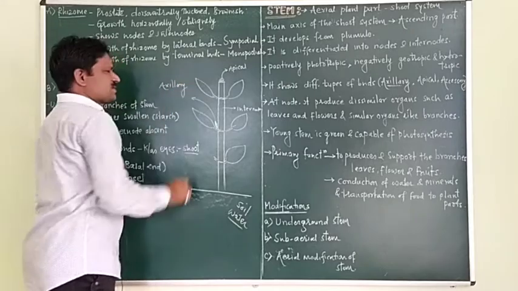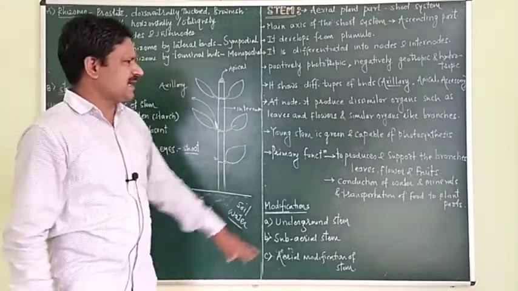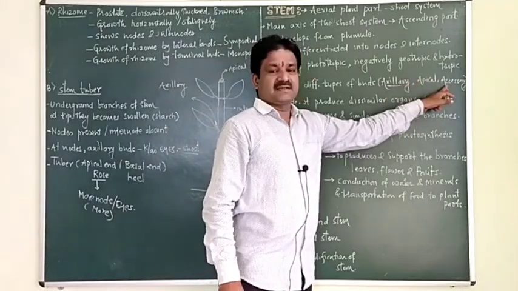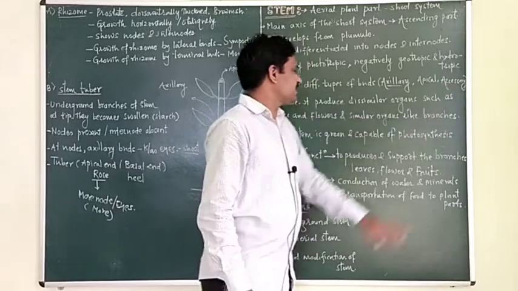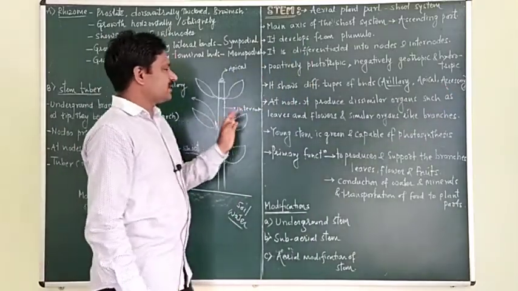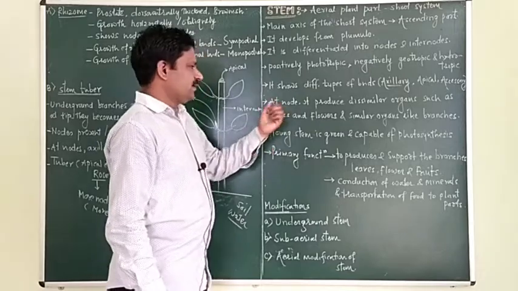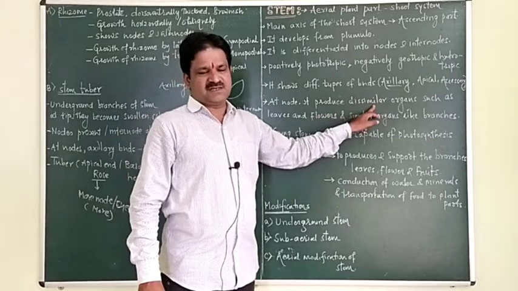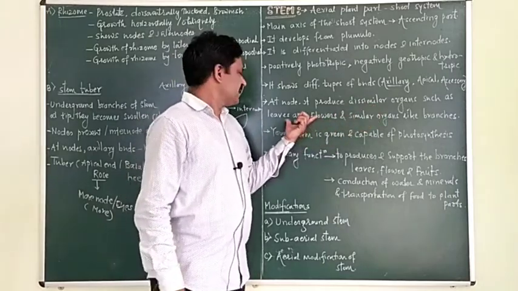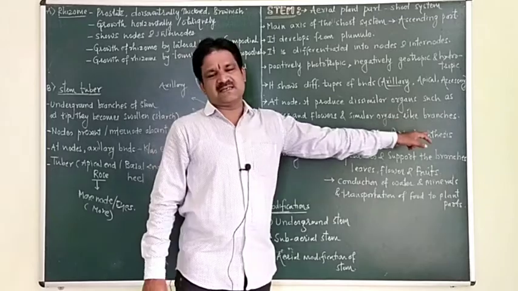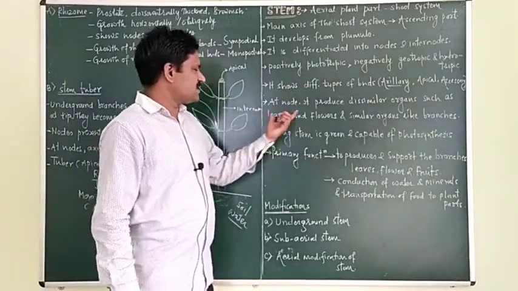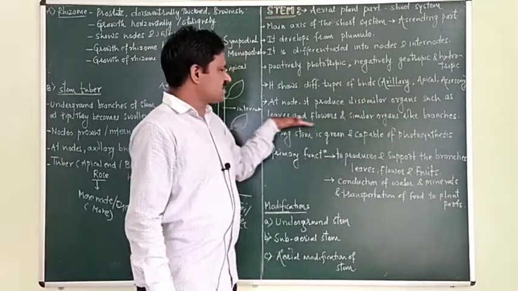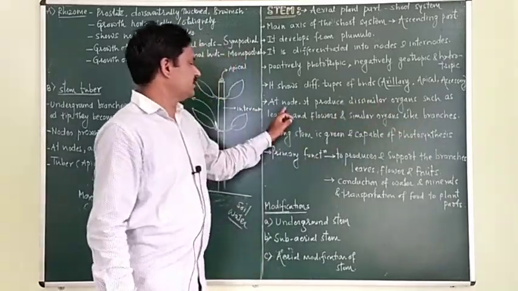The stem shows different types of buds: axillary buds, apical buds, and accessory buds. Accessory means apart from these there are additional buds present in the stem or the aerial part of the plant body. Now at the nodal region it produces dissimilar organs such as leaves and flowers, and similar organs like branches. All these structures arise from the nodal region.